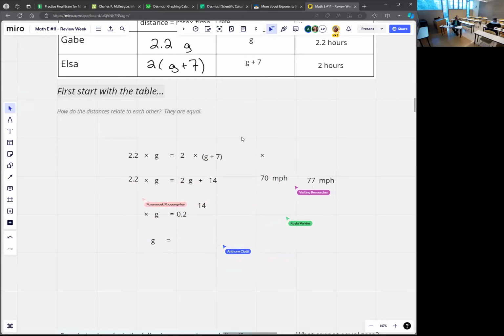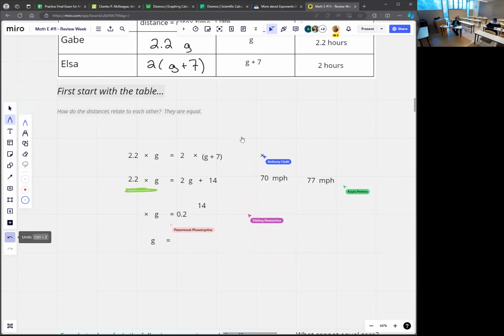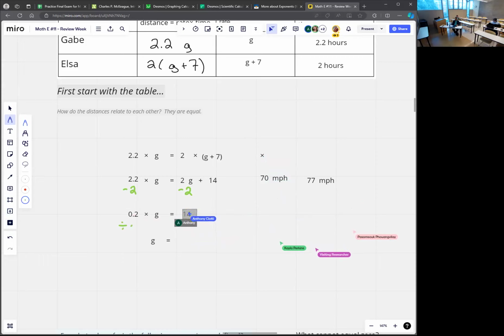Right, this one. If you have 2.2 of G's, and on each side, you're going to take away 2 of them, how many do you have left? There we go. And then to get G by itself, we're going to divide by 0.2.